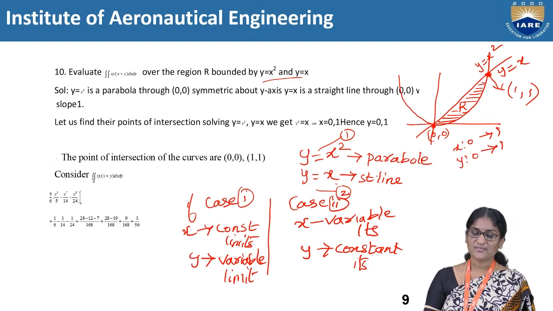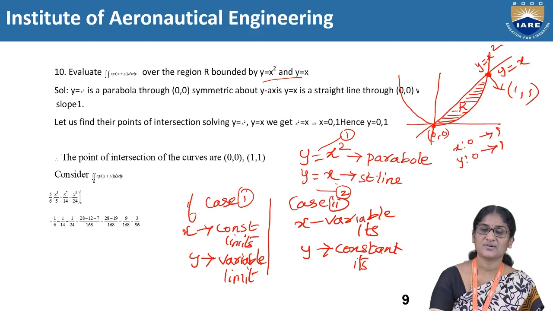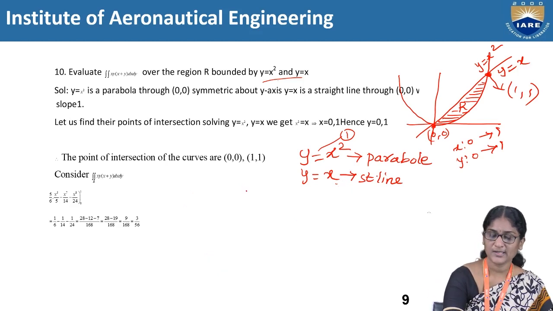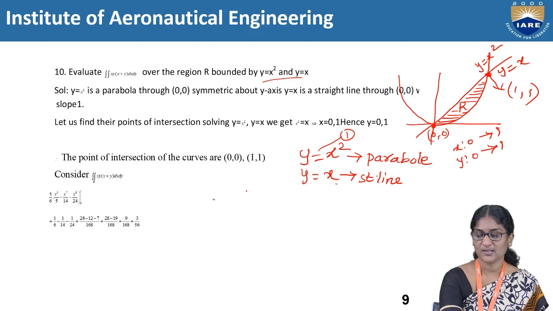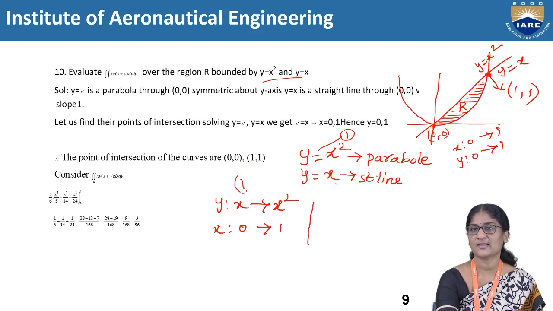So what are the variable limits and constant limits that I can take here? That is the question. I'll take x as a variable, so y has variable limits. Y from x to x square, and x from 0 to 1. Either this you can do, then the first case.